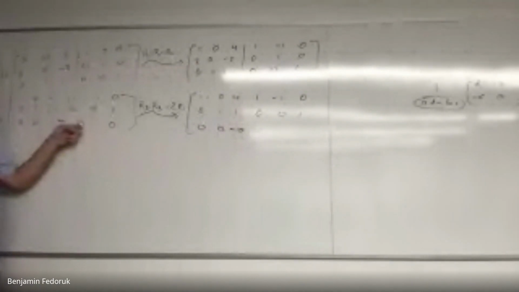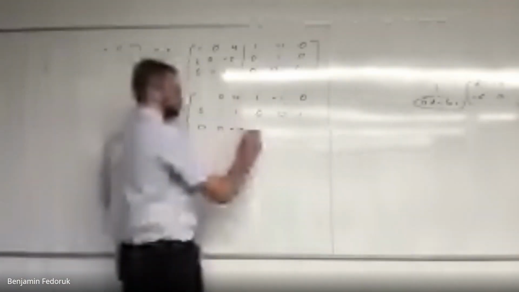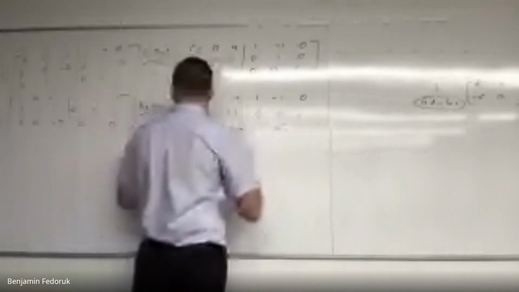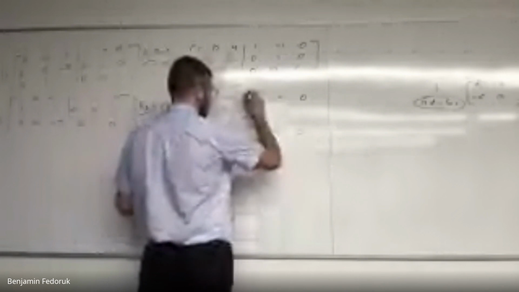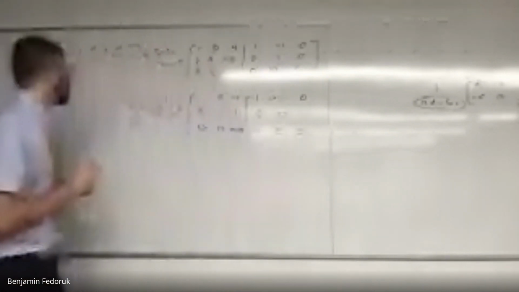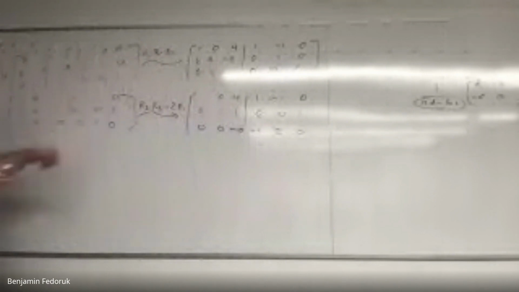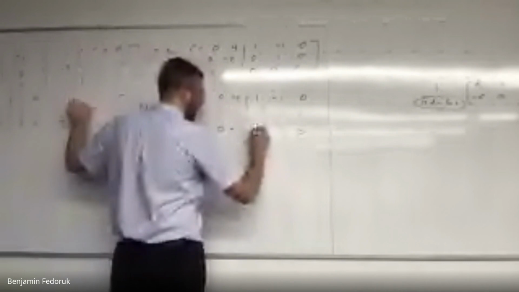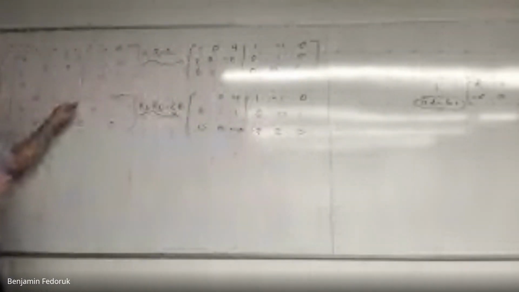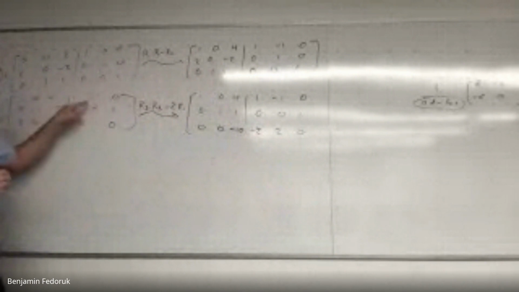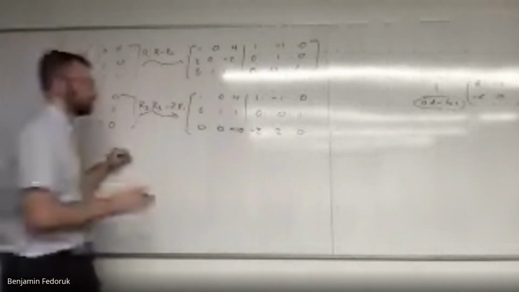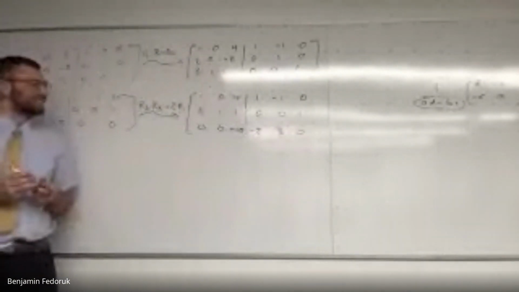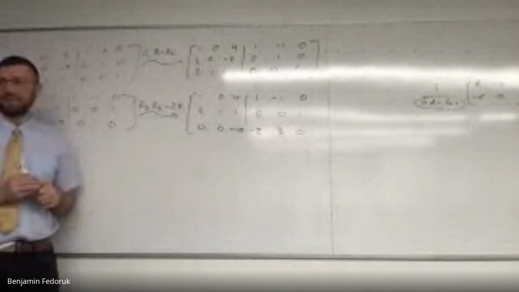0 minus 1 is negative 1. 1 minus negative 1 is positive 2, and 0 minus 0 is 0. Hopefully I did that right. Did I? I think I made a mistake here and here. 0 minus 2 times negative 2, or times negative 1 is negative 2. And 1 minus, or plus 2 should be 3. Did I make any mistakes? It's possible. Looks good to people? Cool. Okay.